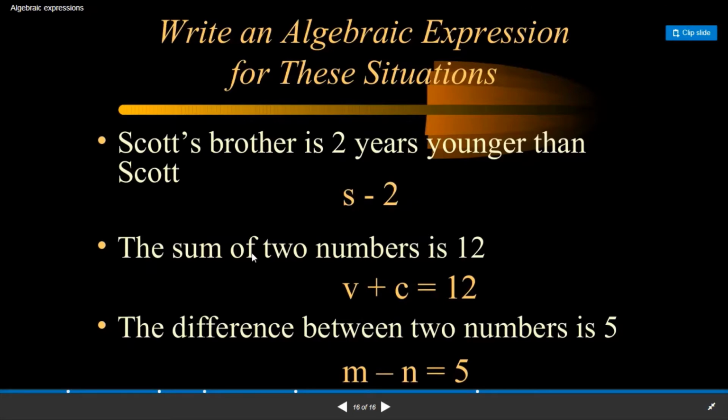Okay, the sum of two numbers is 12. Sum means addition, and we still don't know those numbers, so we can express them as variables. So v plus c is equal to 12. The difference between two numbers is 5, so m minus n is equal to 5.